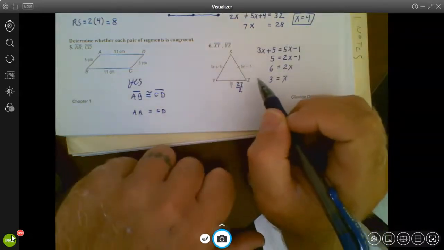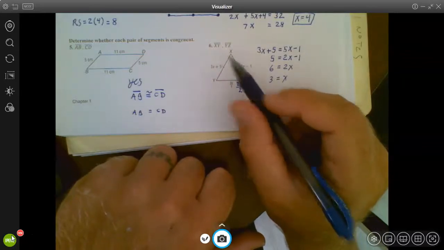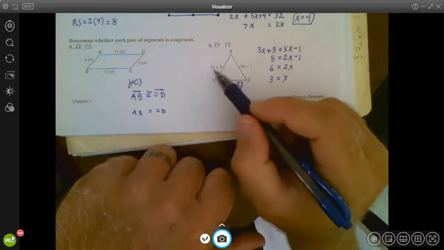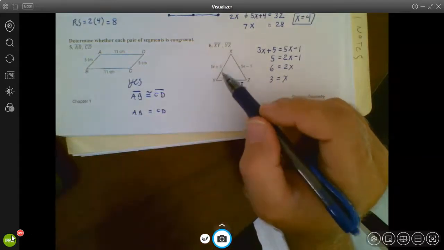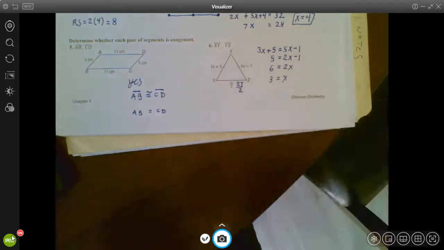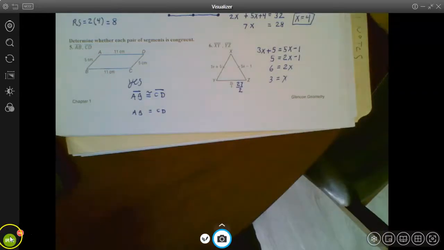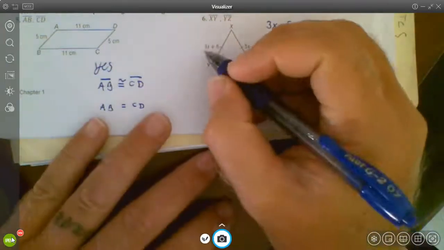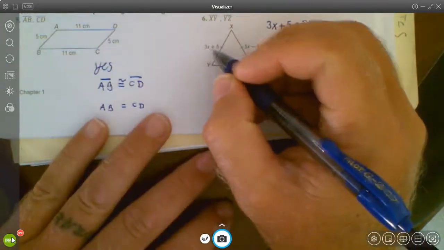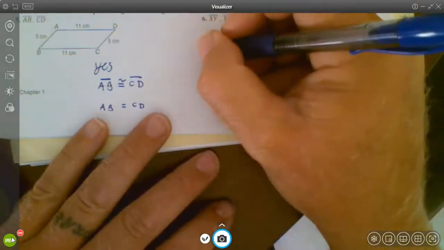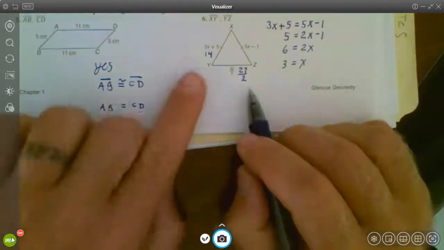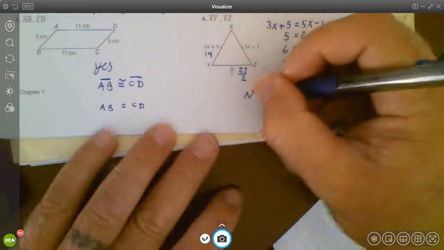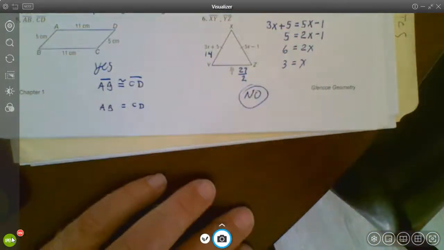So if I plugged in a 3 for this, I should do XY based on this. So if I take that 3, plug it in for that x, I can see 3 times 3 is 9, plus 5 is 14. So clearly those are not the same value. So we would say no for this one. And that is the end of section 2.